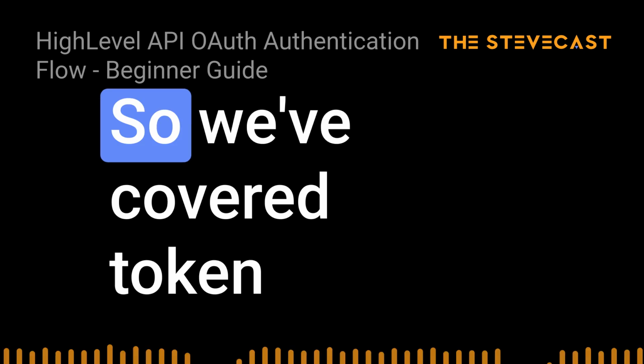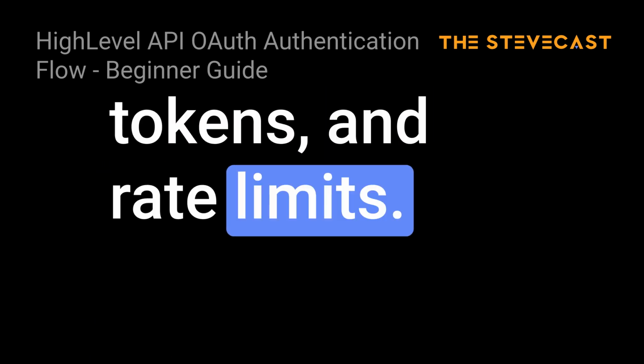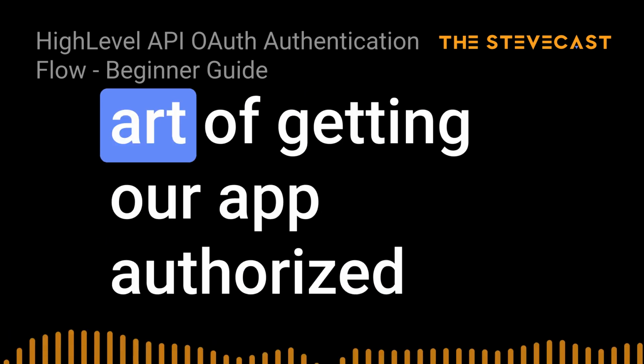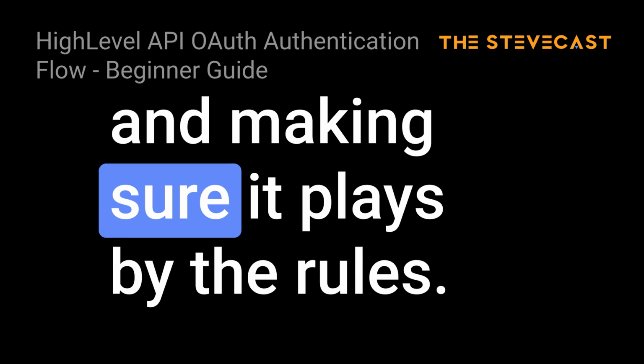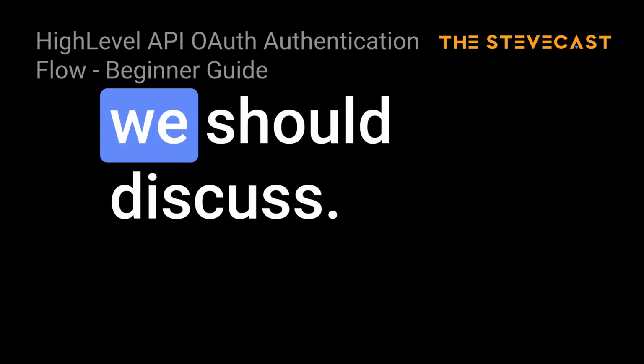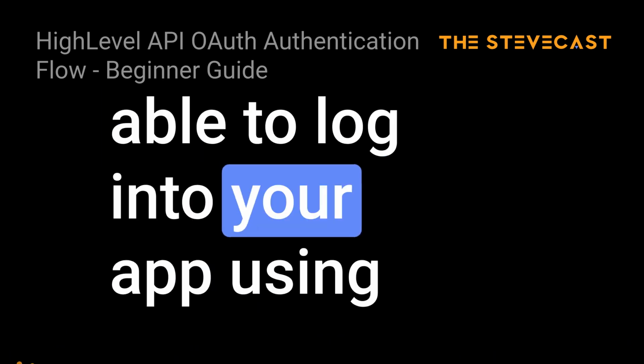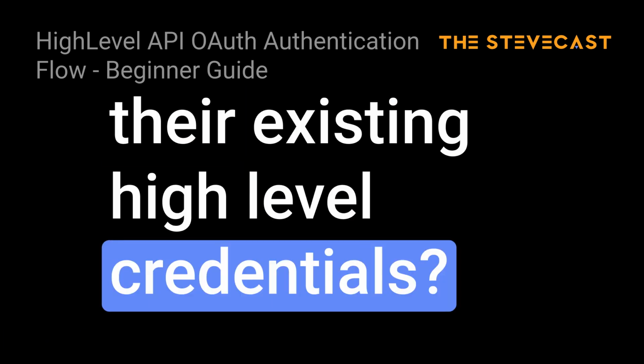Got it. So we've covered token expiration, refresh tokens, and rate limits. It feels like we've really mastered the art of getting our app authorized and making sure it plays by the rules. I'd say you're well on your way. But there's one more scenario we should discuss. What if you want your users to be able to log into your app using their existing HighLevel credentials?